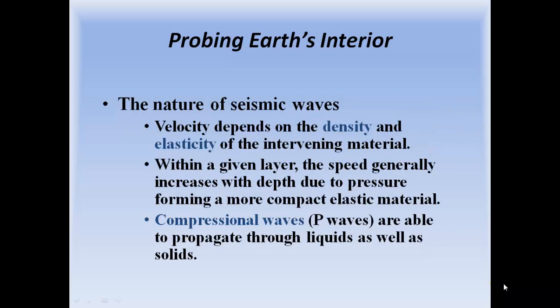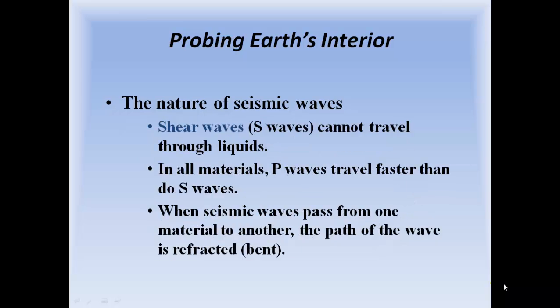The nature of seismic waves. Velocity depends on the density and elasticity of the intervening material. Within a given layer, the speed generally increases with depth due to pressure, forming a more compact, elastic material. Compressional waves, or P waves, are able to propagate through liquids as well as solids. Shear waves, or S waves, cannot travel through liquids. In all materials, P waves travel faster than do S waves.